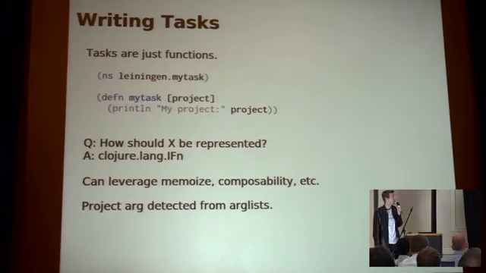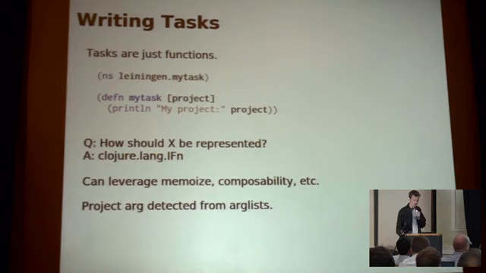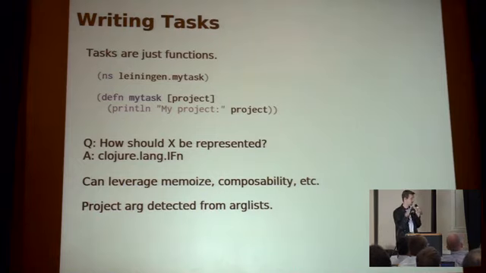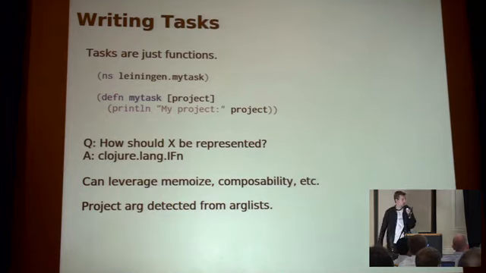Tasks take arguments, perform side effects, return values, so naturally they're represented as functions. This is just a general pattern you see in Clojure. You ask yourself, okay, how should foo be represented? And the answer, 90% of the time, is some variant of clojure.lang.IFn, function; everything revolves around that. So being functions, you can leverage memoization, composability. Everyone knows how functions work. They're great. And we'll talk a little more about that.